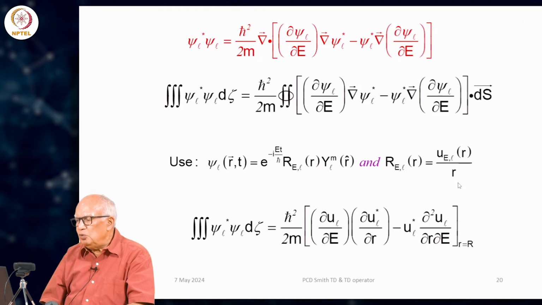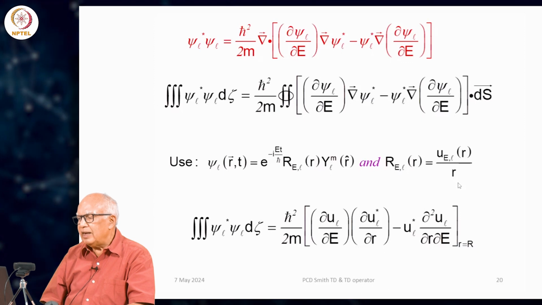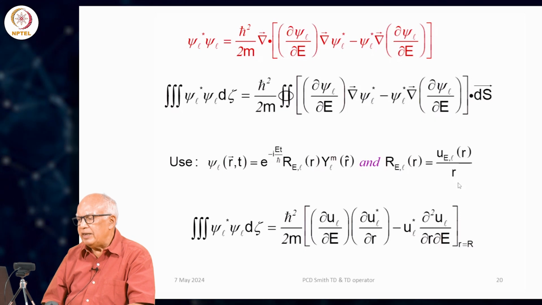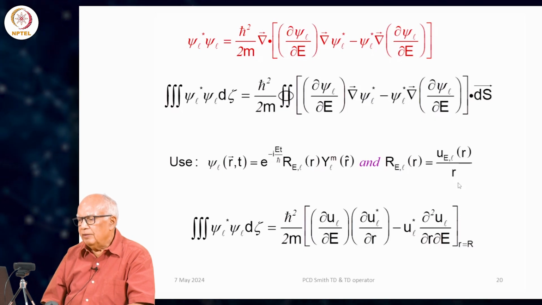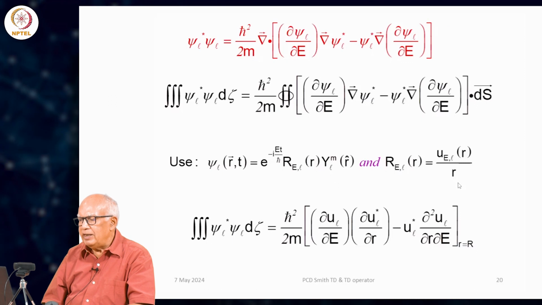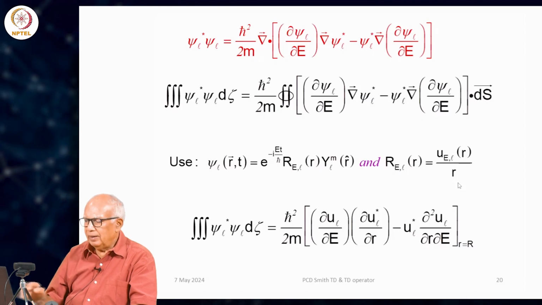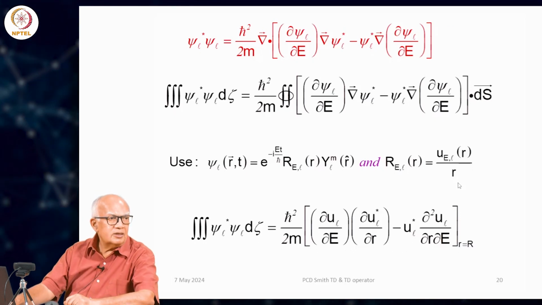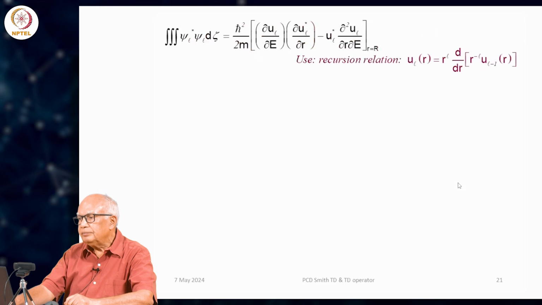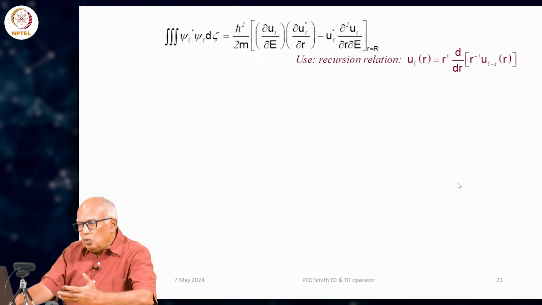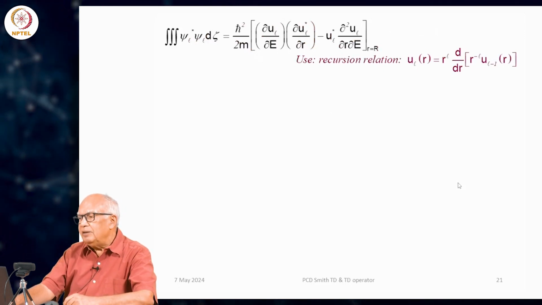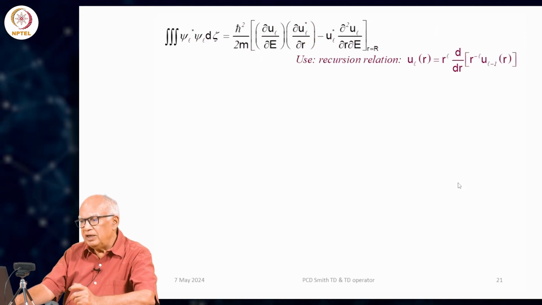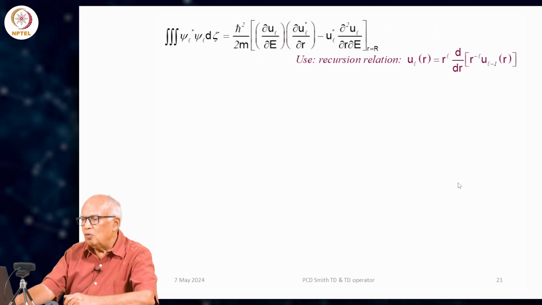You subtract u star and the second derivative of u with respect to r and e from the first product, which is del u by del e and del u star by del r. You can work this out, it is a good exercise. We can use these recursion relations which I had mentioned earlier, that you can get ul from ul minus 1. These recursion relations are available in any book on quantum mechanics.